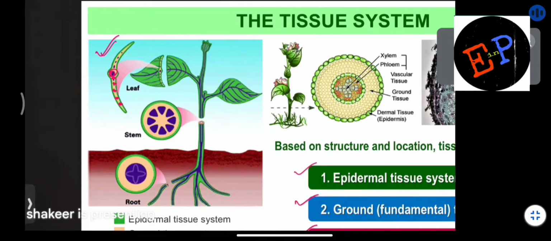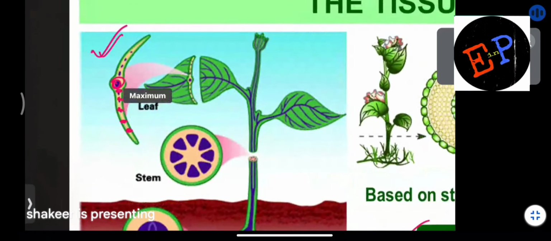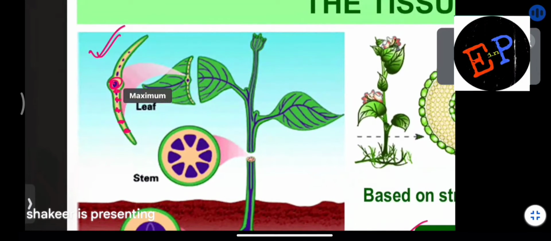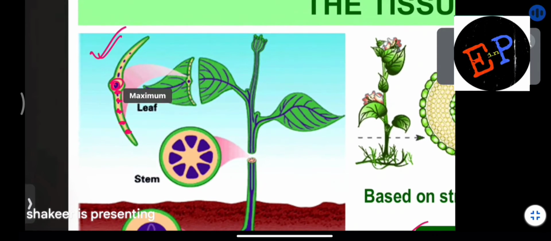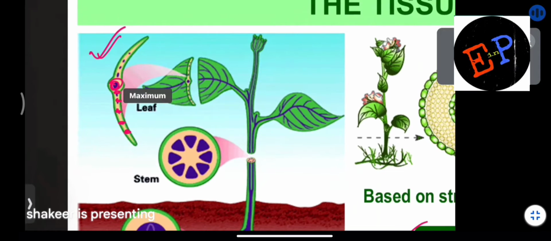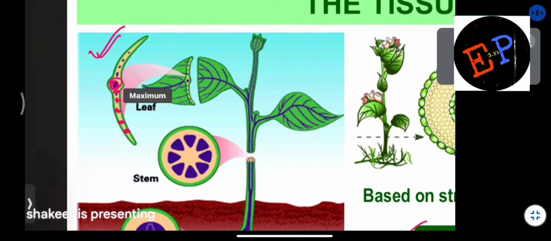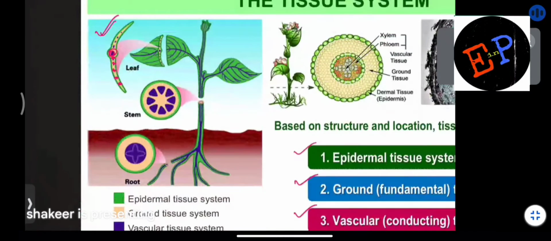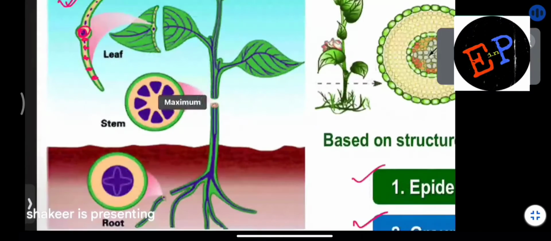And the remaining yellow region which you are seeing in the figure, what is that yellow region? That becomes the ground tissue system. So in total, I can divide the tissue system into three types: one is epidermal, the second is ground, and the third is the vascular tissue system. That's it. Similarly, you can see it in the stem also.